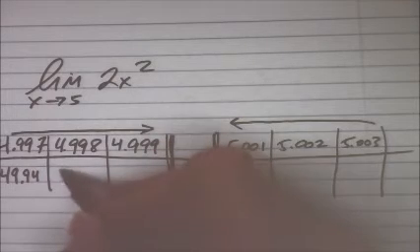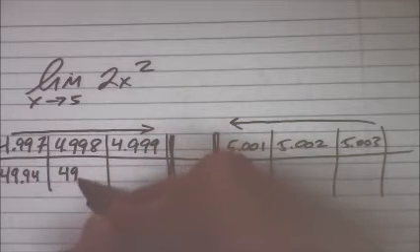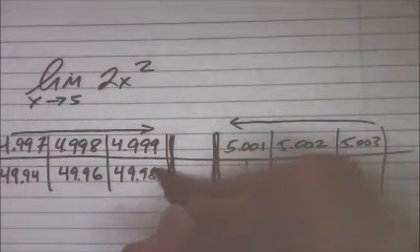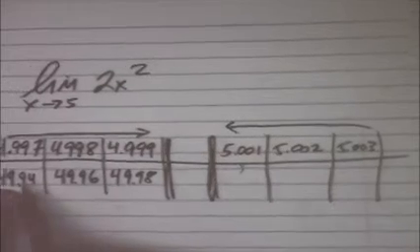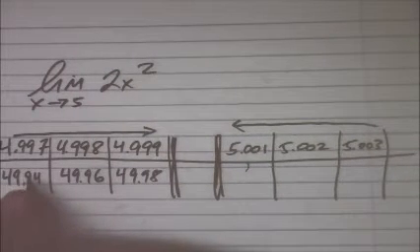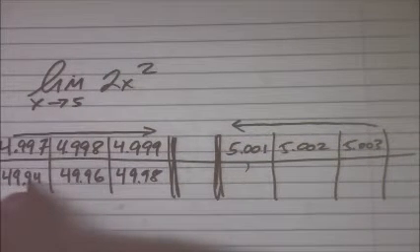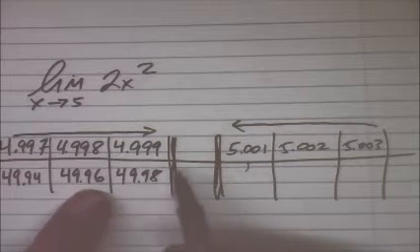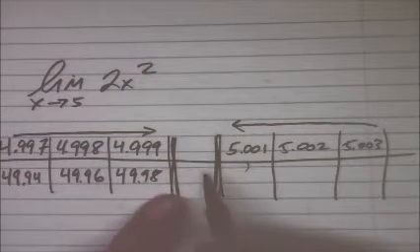49.94, 49.96, 49.98. So here, what happens is you're 0.06 away from 50. You're 0.04 away from 50. You're 0.02 away from 50.